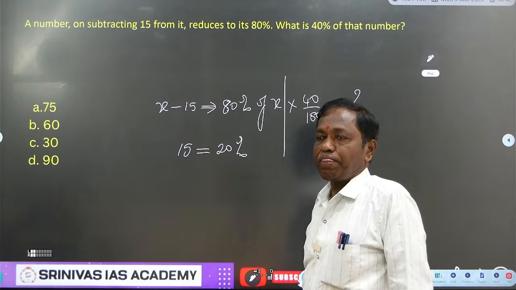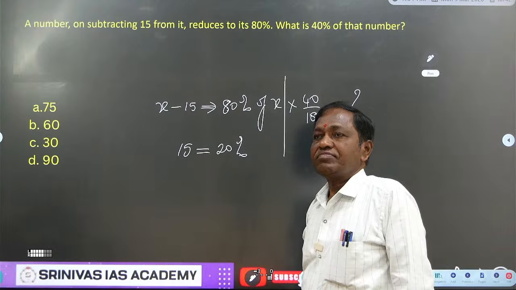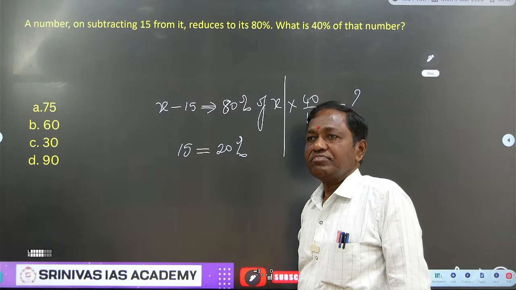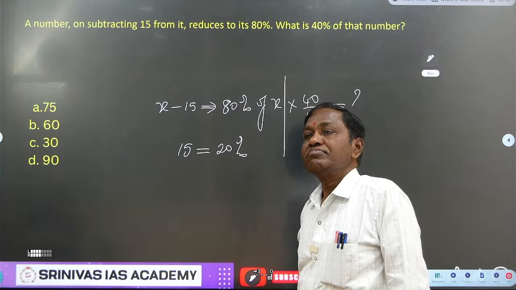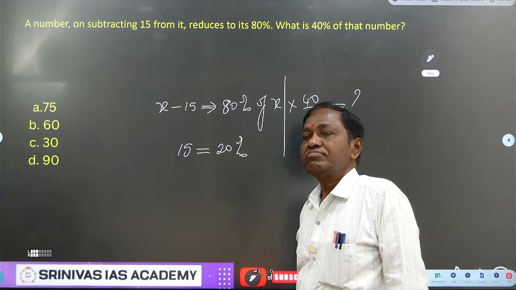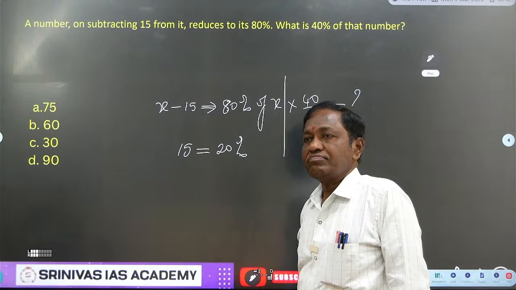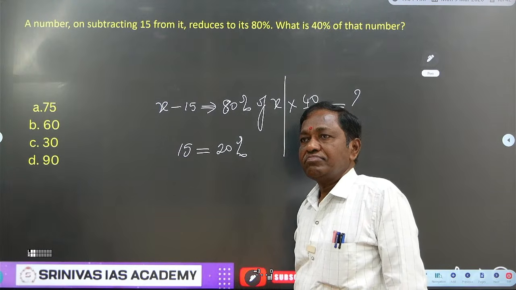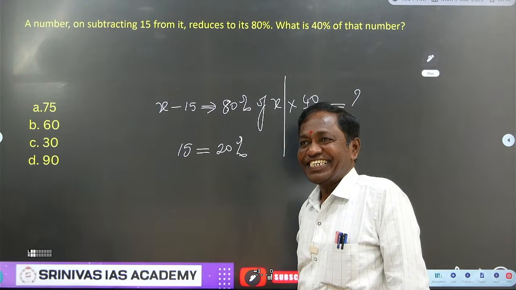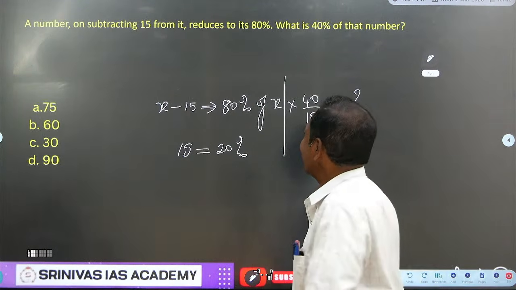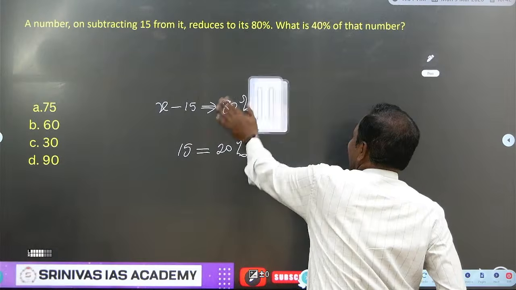Sir, I want to know, sir. You said when the number is reduced to 80, the number is 20. That is correct, sir. But then you also said we get 20 only when we subtract 15. Then it will be 25, no, sir. Sorry, it's 15, no, sir. How? Dividing the sentence clearly, sir.